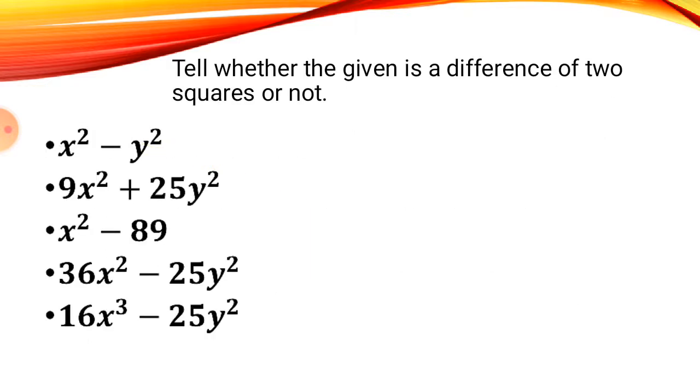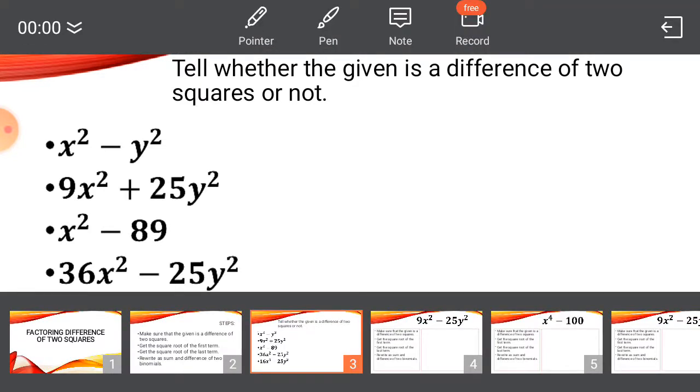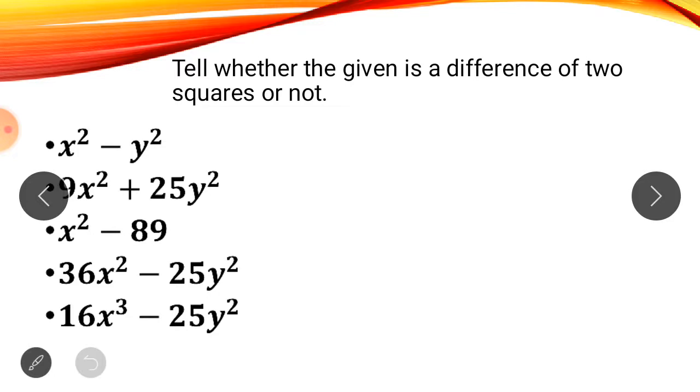So let's have this first activity. Tell whether the given is a difference of two squares or not, because the first step is to identify whether the given is really a difference of two squares before we apply the technique in factoring difference of two squares, because the technique that I'm going to show you later is applicable only if the given is a difference of two squares. Okay, so let's have this number 1, x squared minus y squared.